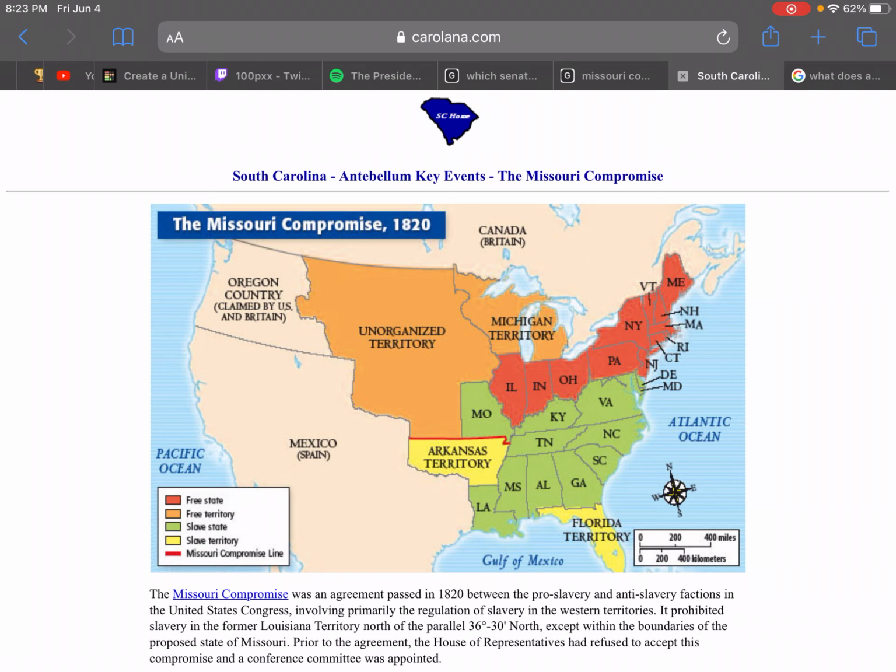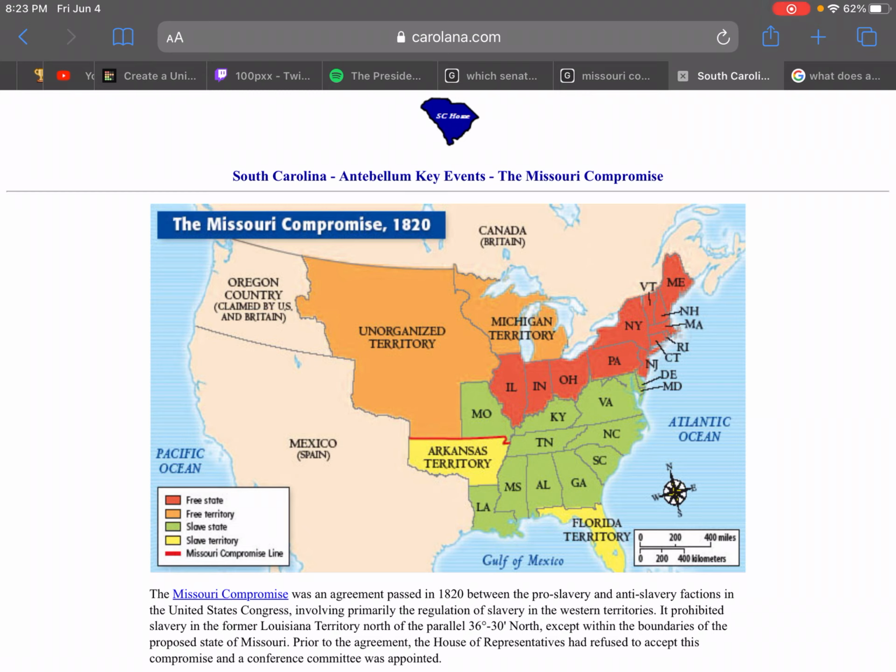And no state above the southern border of Missouri can become a free state. So like Arkansas is slave, Kansas, whatever, is free, Michigan free. Yeah, so that tried to make everyone happy and meh.